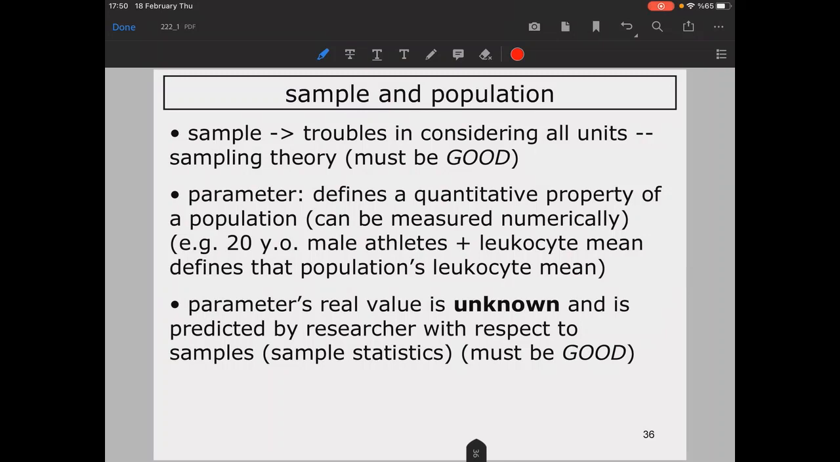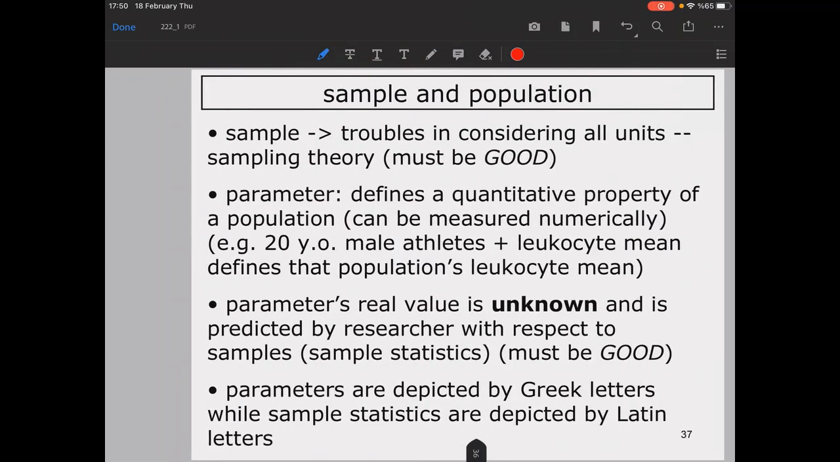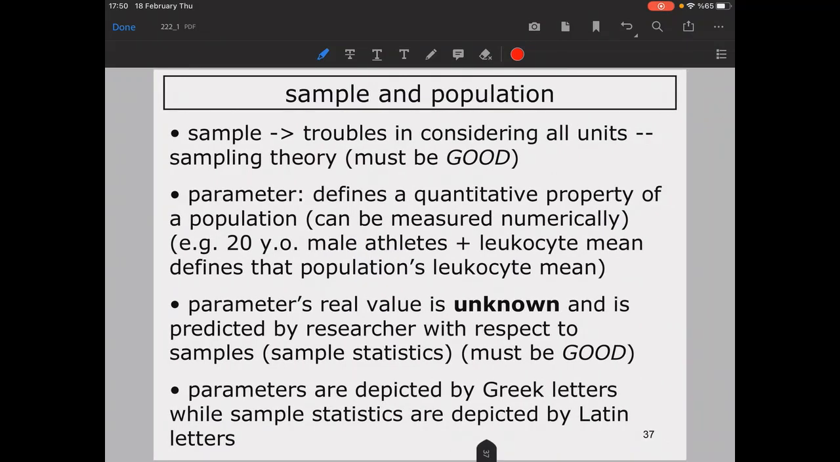The methodology you use for analysis after collecting samples must also be good. The statistics you're calculating here are depicted by Latin letters, while our parameters about the population are depicted by Greek letters. Don't forget, we will see this distinction. That's the difference between population parameters and sample statistics variables.